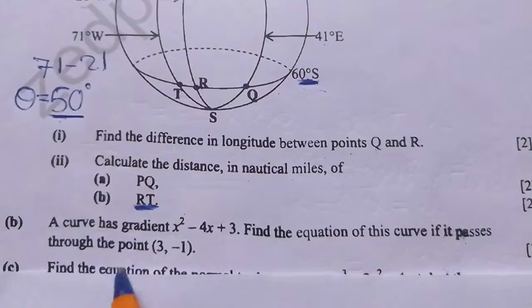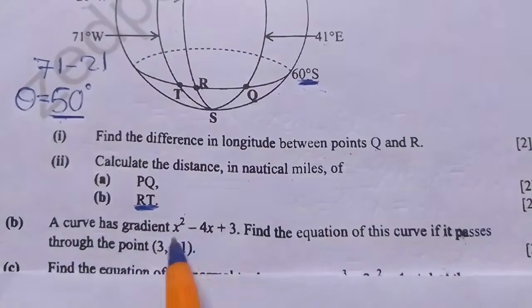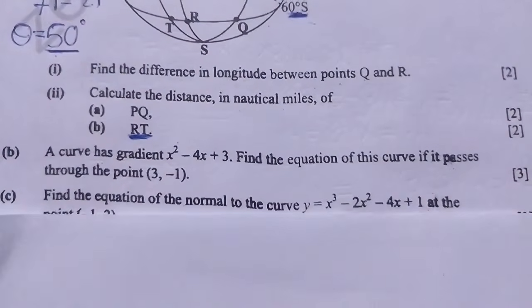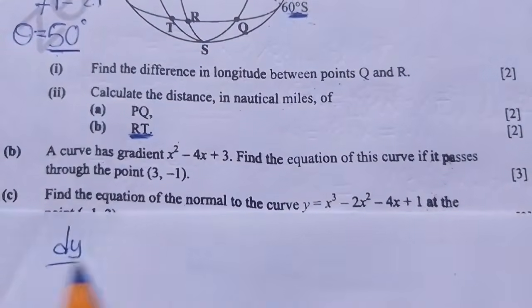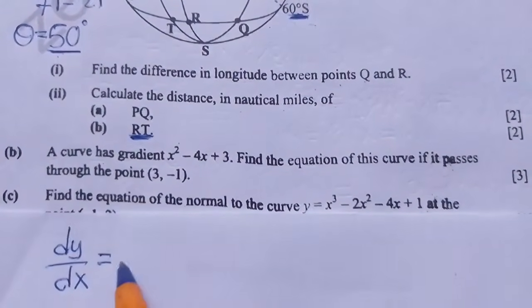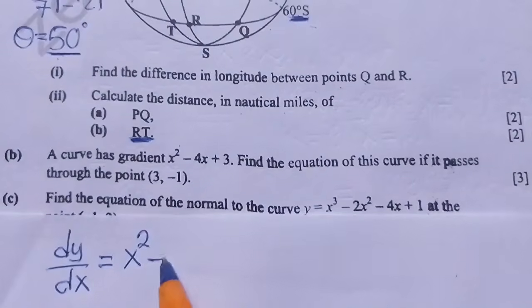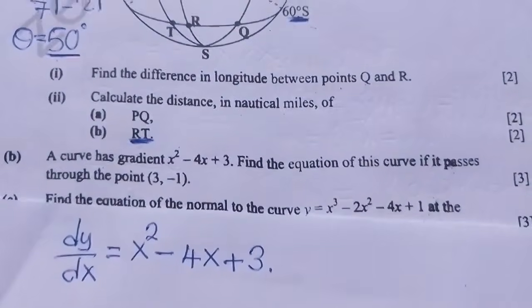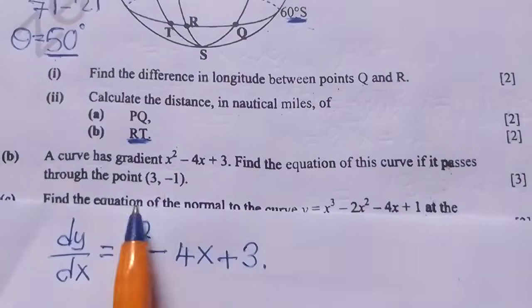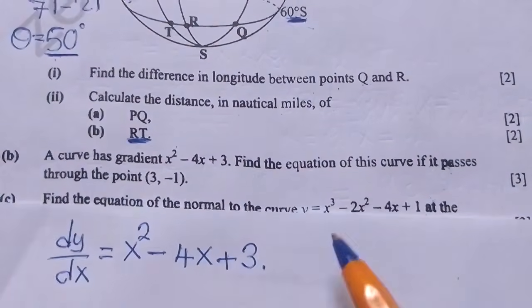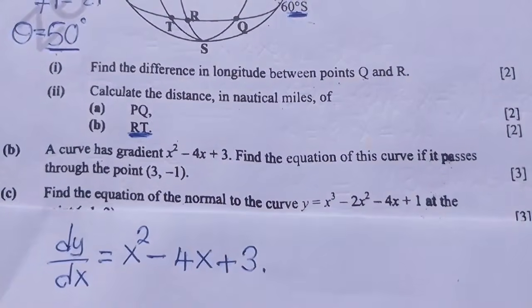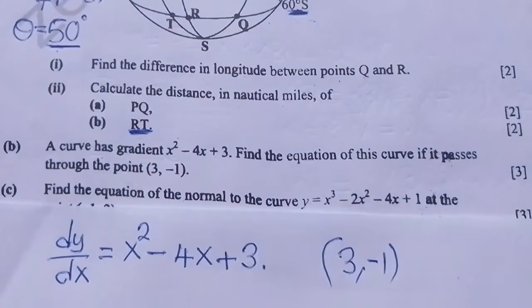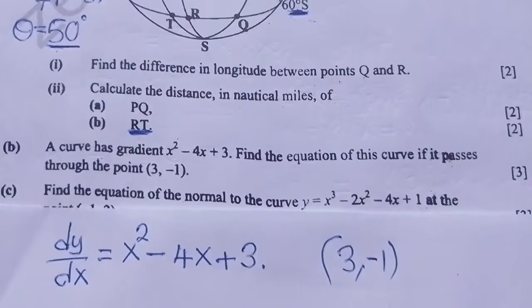So it's saying a curve has a gradient. So this is the gradient. So how do you write the gradient? That's the gradient dy dx is equal to what? X squared minus 4x plus 3. If you remember the gradient function, this is the gradient. So you are given that gradient. Then you are told to find the equation of this one if it passes through 3, -1. This is what you are told. So how can you go about this question? How can you answer it?